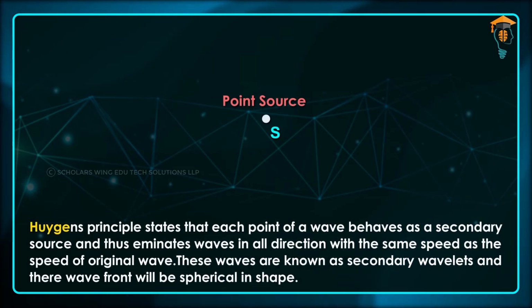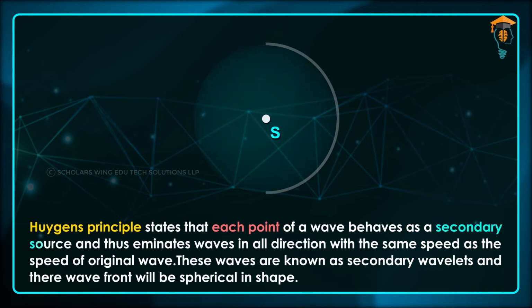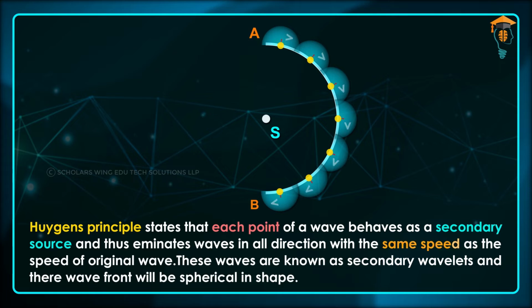The role of Huygens principle is essentially in finding out how a wave propagates by drawing the shape and position of wavefronts. And this is achieved by doing some geometrical constructions. So let us see the statement of Huygens principle, and simultaneously we will also see how it is applied. Huygens principle states that each point of a wave behaves as a secondary source and thus emanates waves in all the directions with the same speed as the speed of the original wave.